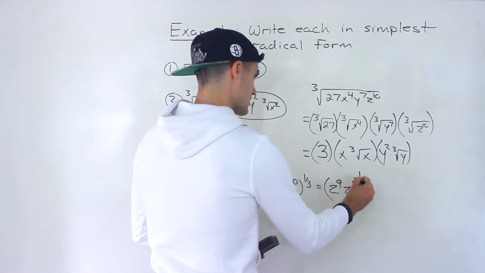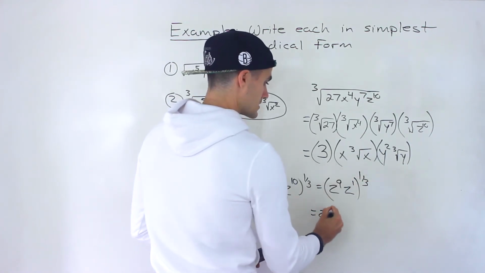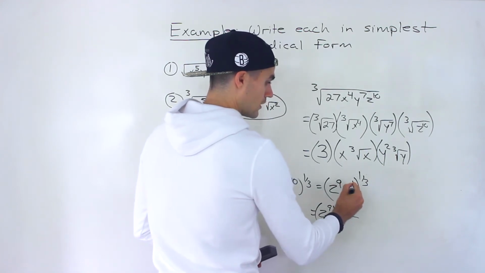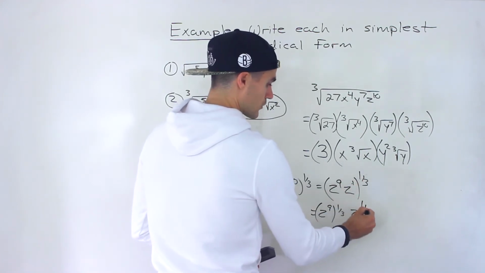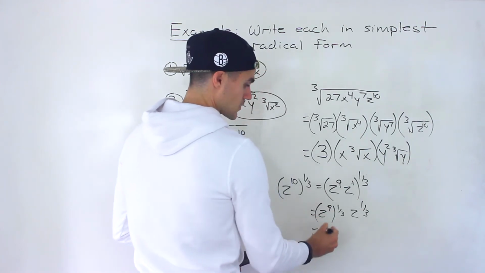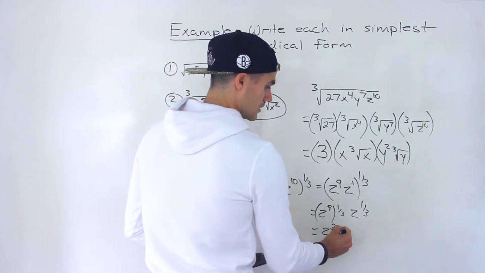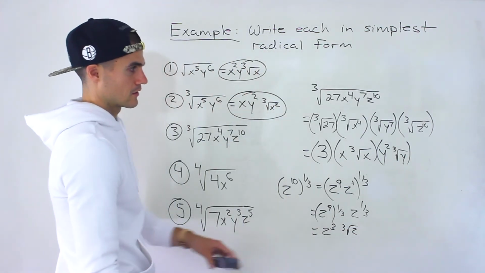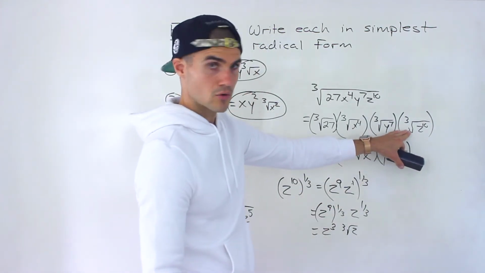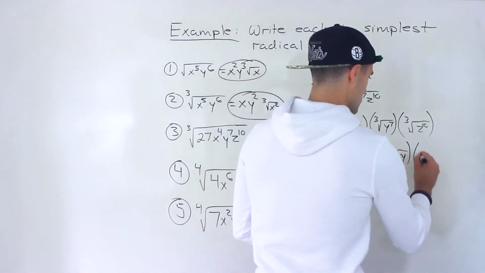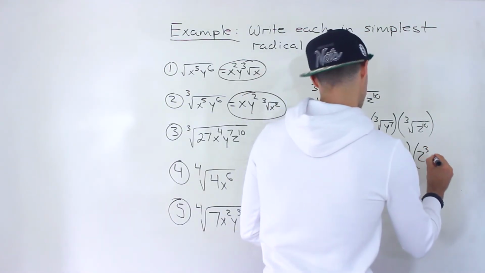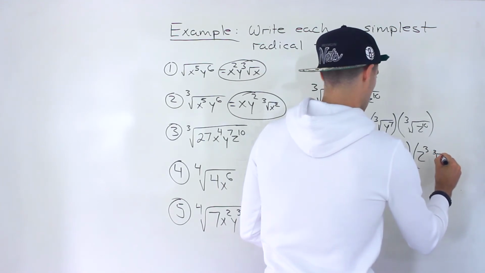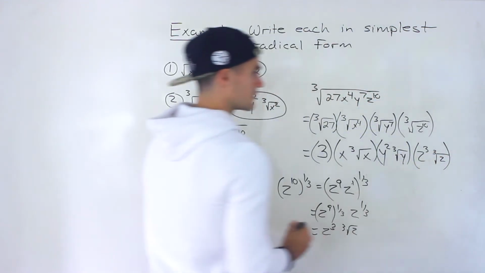This, that, and then we got z to the power 9 to the power 1 over 3, and then we have z to the power 1 times 1 over 3, that's just 1 over 3. So this ends up being 9 times 1 over 3 gives us 3. And then we have the third root of z. Okay, so this bracket simplifies to z to the power of 3, and then we have the third root of z, like that.